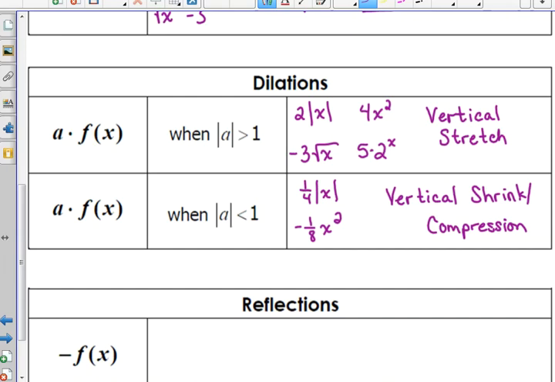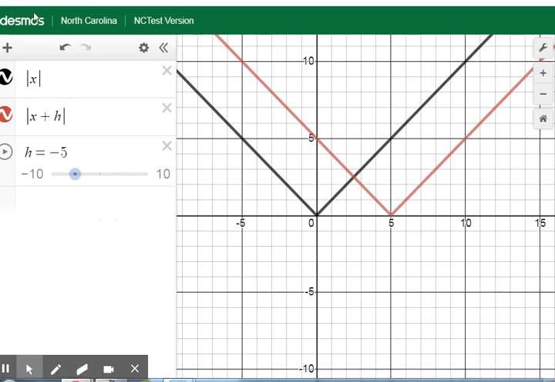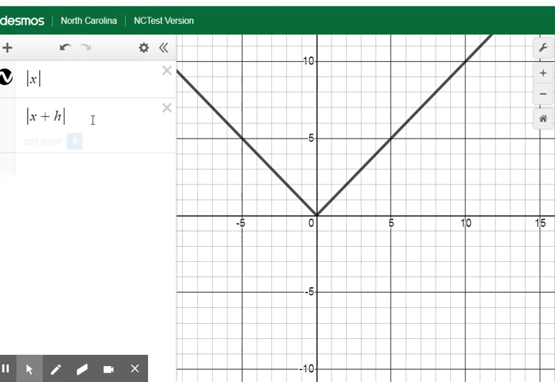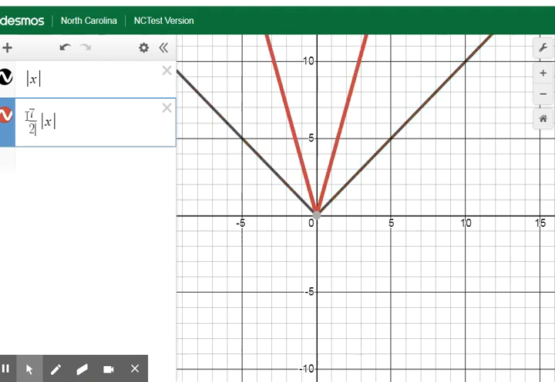What about if our A was 7/2? Would 7/2 cause an actual vertical shrink or compression? I don't know. Let's see what happens right here. Whoops, still need my X. Okay, if there was a 7/2 in front of this, the red is the transformation. Did that get taller or did it get shorter? It got taller. It did stretch vertically.